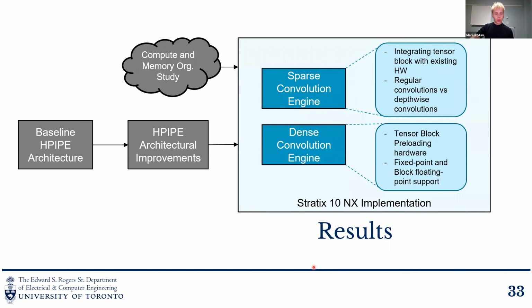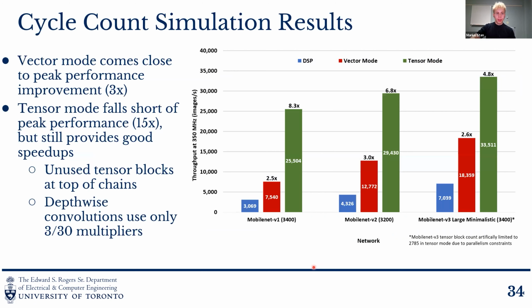So next, I'll go over our results. First is cycle count simulation results. So vector mode comes close to its peak performance improvement of 3x. In this graph here, we're looking at throughput at 350 megahertz. The number of tensor blocks targeted is in brackets, and this was chosen just to be able to route at least 350 megahertz while achieving the maximum performance possible.